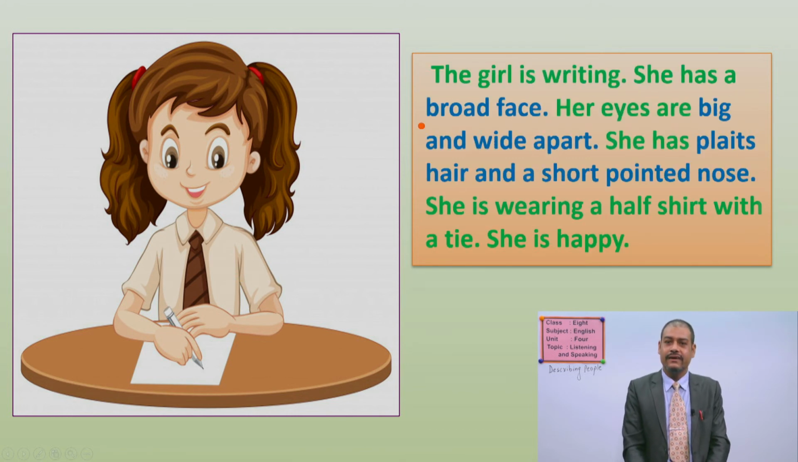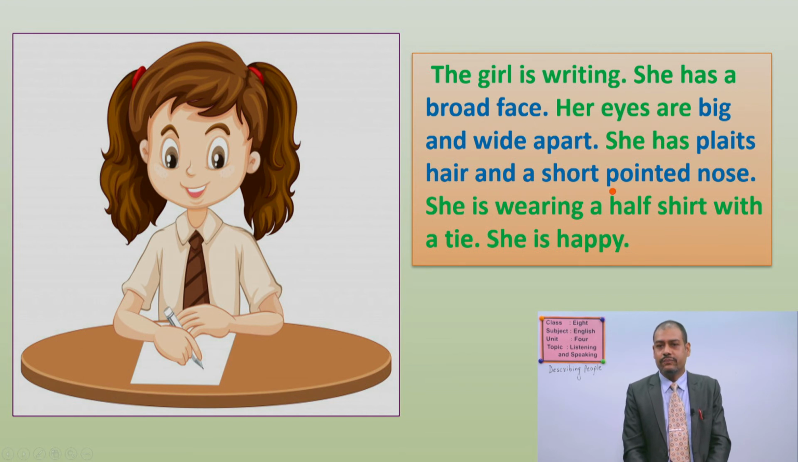okay? See, the girl is writing, look at, she is writing, okay? She has a broad face, all right? Her eyes are big, you can see, her eyes are big, and you can say like a round type also, no problem. And wide apart, okay, wide apart. She has plates, see, here is one plate and here is another plate. She has 2 plates of hair.